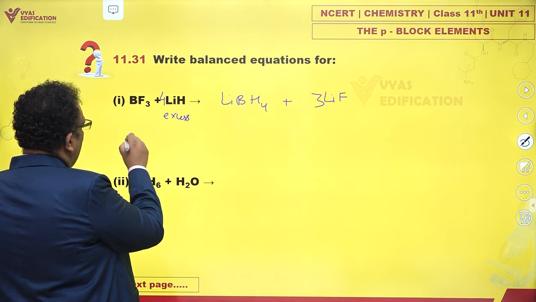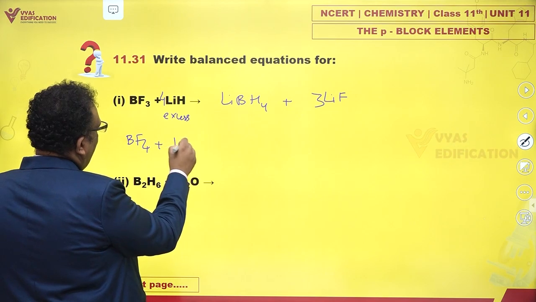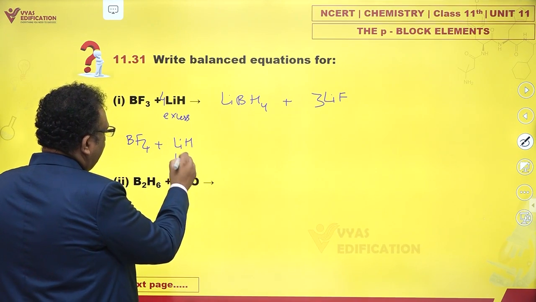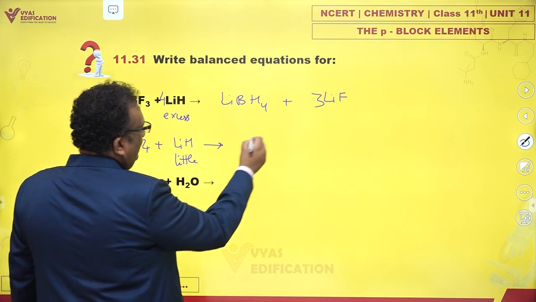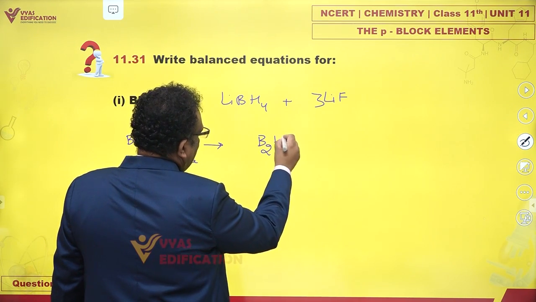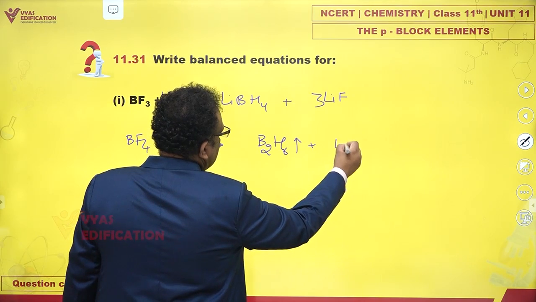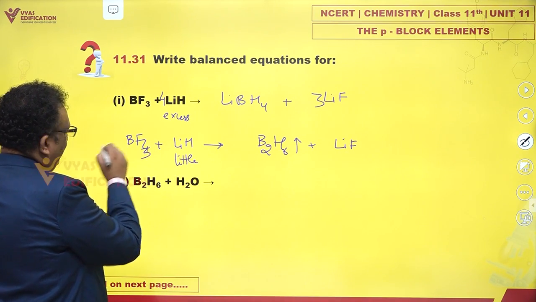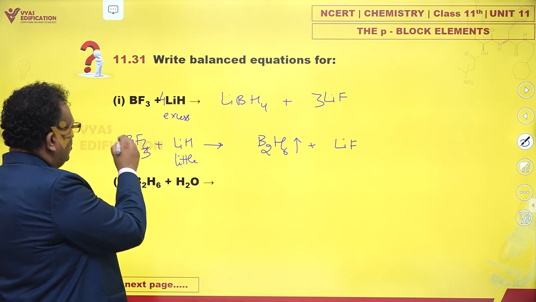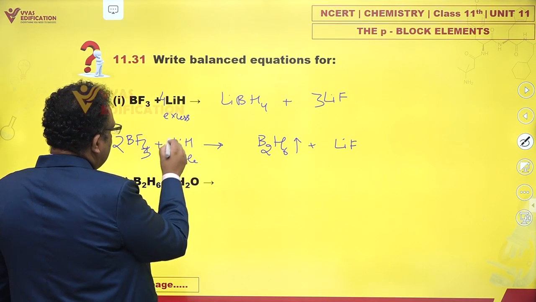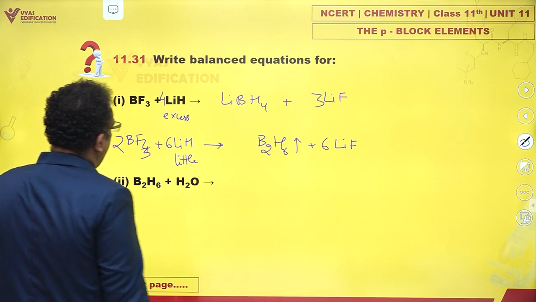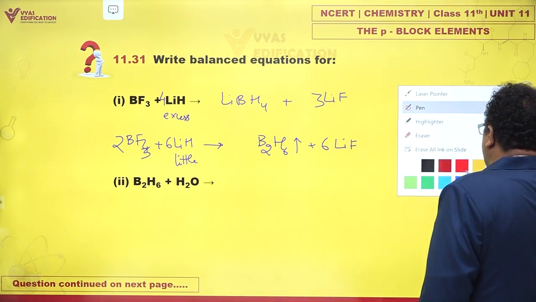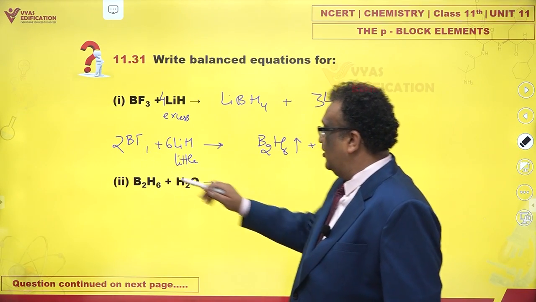Could there be a possibility that we have a smaller quantity of lithium hydride? Yes. If you have only a lesser quantity, then you can get B2H6 plus LiF. There are 2 possibilities like this. Sorry, BF3, right? 2 times boron and 6 times this will be, yeah. These are the balanced equations, and please don't forget, they are related also.